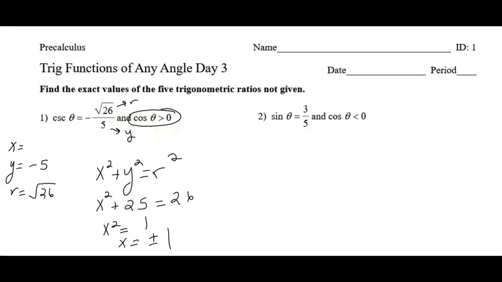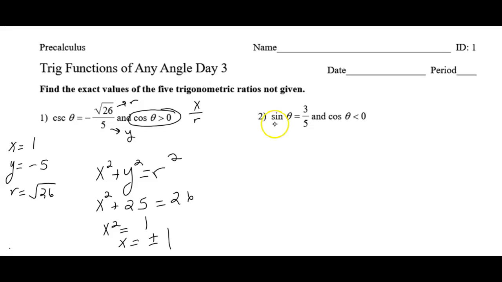negative. Well, if you think about cosine, cosine is x over r, right? Well, if r is always positive, and they're telling you that cosine is greater than 0, so basically cosine is positive, then what that means is we're going to use the positive one. And then from there, you're going to fill in all your trig ratios, which I'm confident you guys can do on your own.